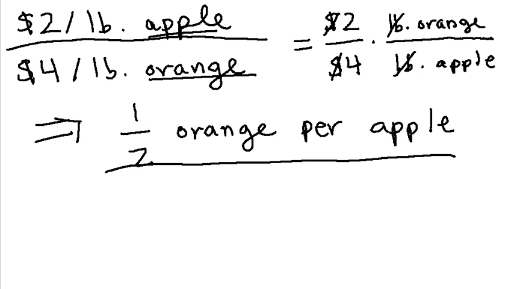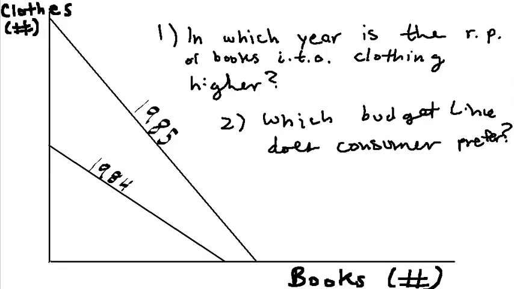Now that we've talked a bit about relative price, we can try to apply it in a more difficult question. So on this graph, we have 2 budget lines for a given consumer, one in 1984 and the other in 1985. So the first part of the question asks, in which year is the relative price of books in terms of clothing higher? And the second question is, which budget line does the consumer prefer? So let's stop here and try to answer this question.